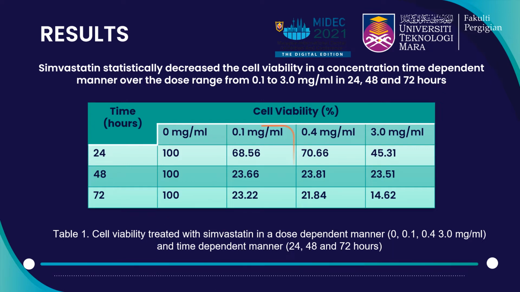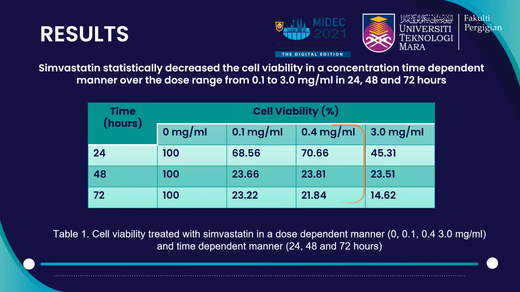In cells that is treated with 0.1 mg per ml, there is a reduction from 100% of cell viability to 68.56%, 23.66%, and 23.22% in 24, 48, and 72 hours respectively.